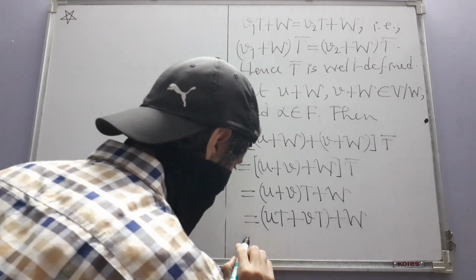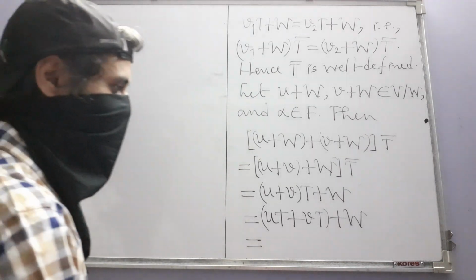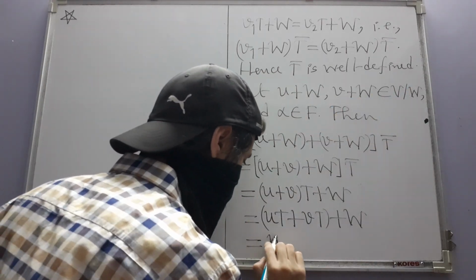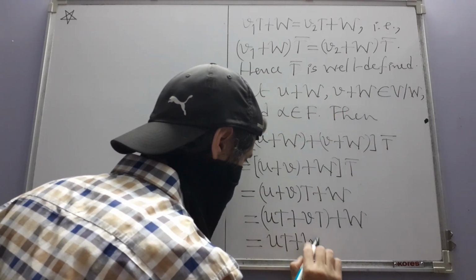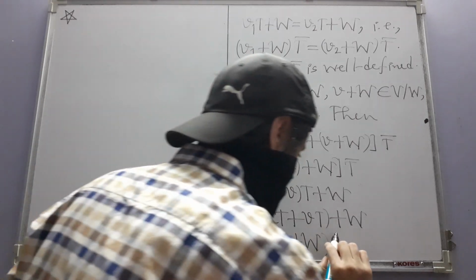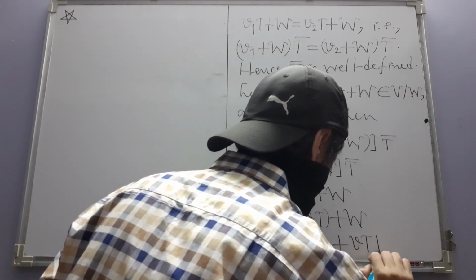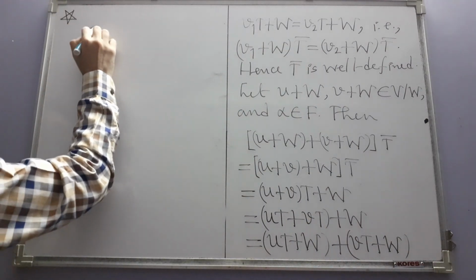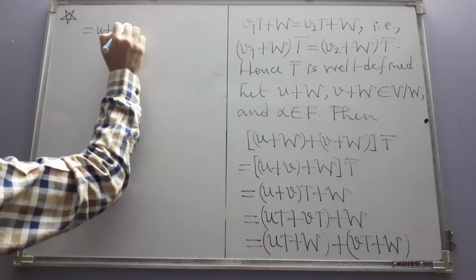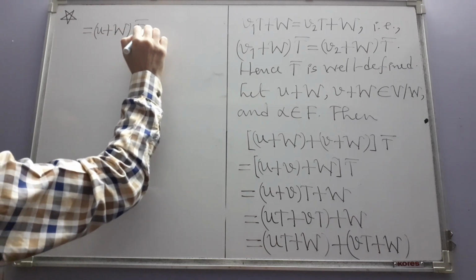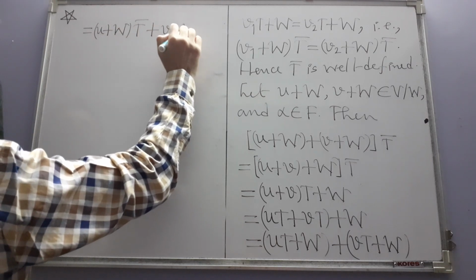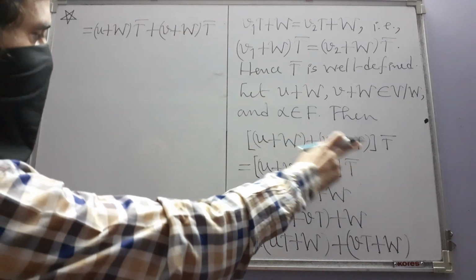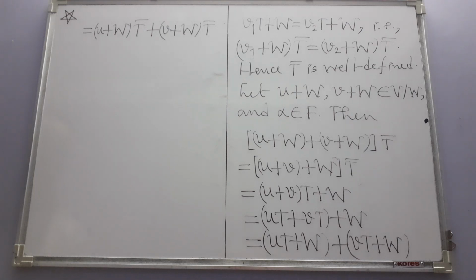Next, I can write one more line here. By the definition of addition in this space, this thing is equal to (u)T + w plus (v)T + w, and that is equal to (u + w)T bar plus (v + w)T bar. So we have shown that T bar respects addition.